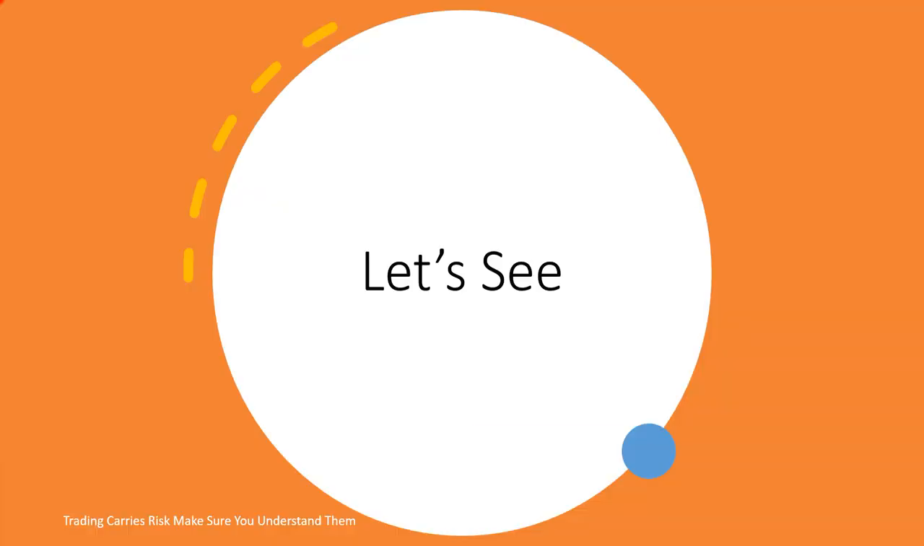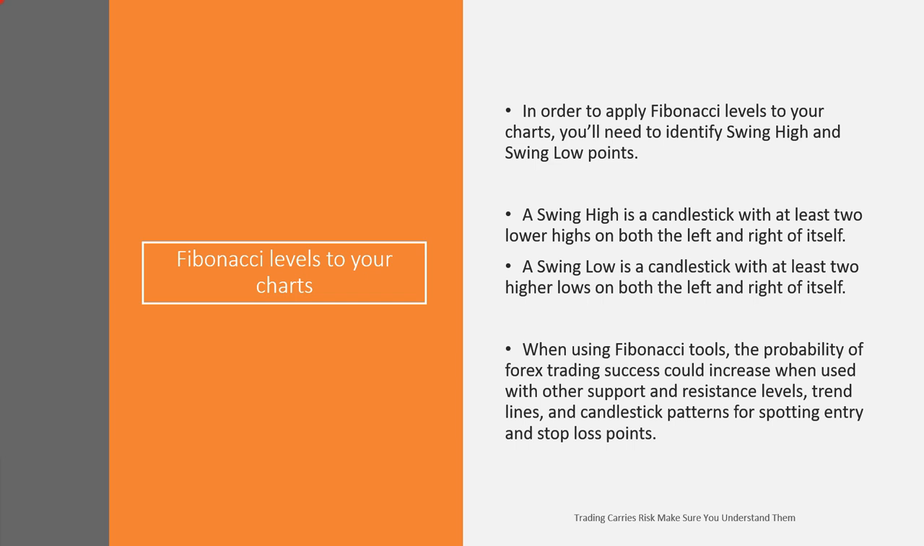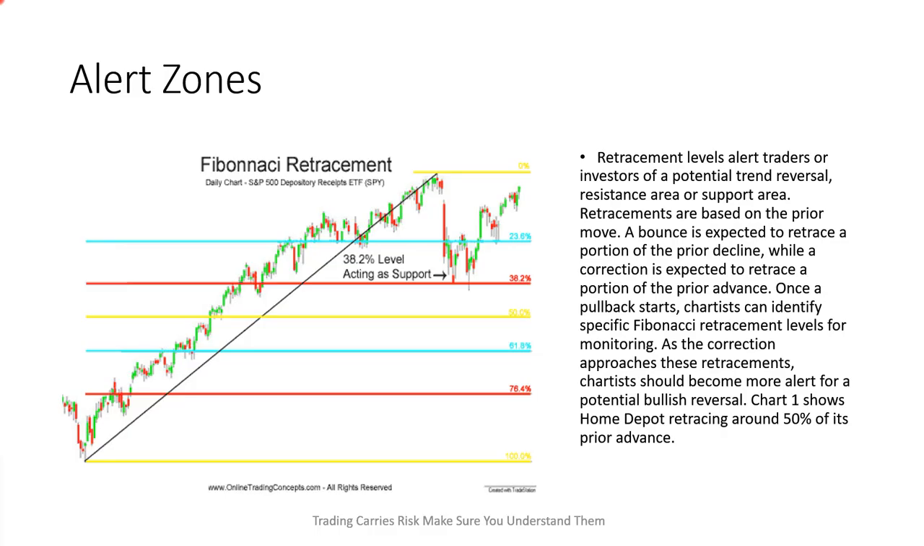So now that we have them on the charts, what do we do? In order to apply your Fibonacci levels to your charts, you'll need to identify the swing highs and swing lows. When using the Fibonacci tool, the probability of trading success could increase when used with other support and resistance levels, trend lines, and candlestick patterns for spotting entry and exit points. But remember, Fib retracement levels are alert zones. Retracement levels alert traders or investors of a potential trend reversal, a resistance or a support area.